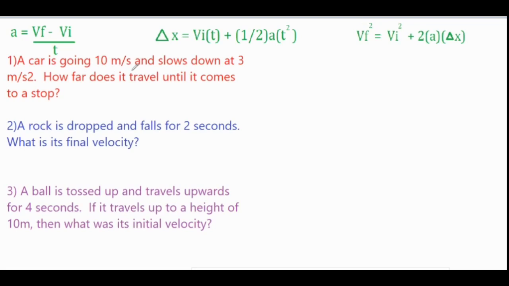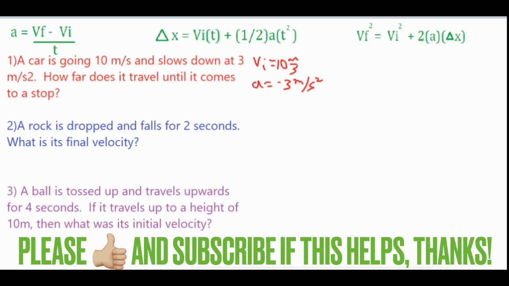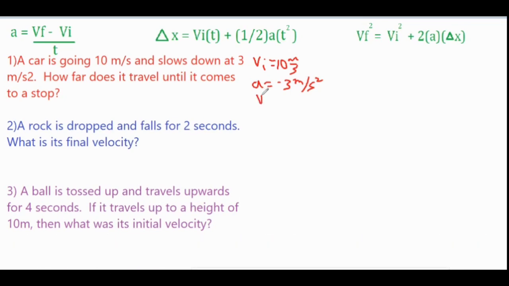So we have a car going at 10 meters per second. So we know the initial velocity is 10 meters per second to begin, and it slows down at 3 meters per second squared. Now, because it says slowing down and we're going in the positive direction, that would mean that we are subtracting a certain amount of velocity per second, which means we have a negative acceleration. And then the end says, how far does it travel until it comes to a stop? So we know that it is coming to a stop at the end, and we want to know how far it has moved during that time.